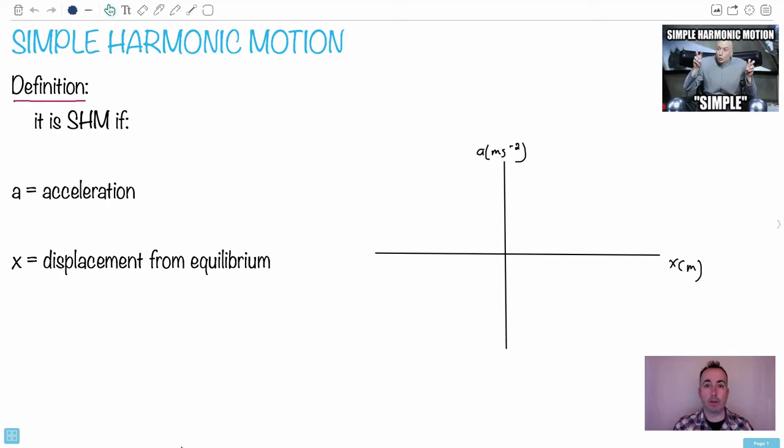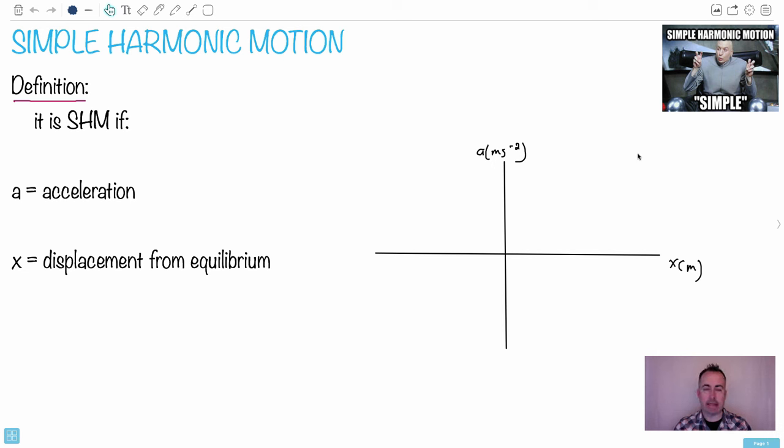Simple harmonic motion is something that's seen by students as not so simple. That's why I have that dumb joke there from Austin Powers, right? Simple harmonic motion, so simple. It's a kind of motion that is a little bit difficult to describe for many people.